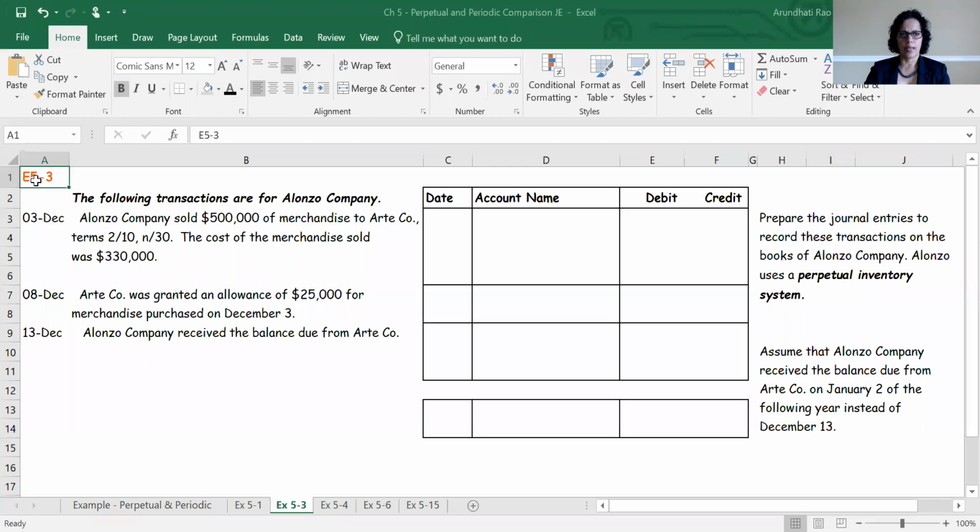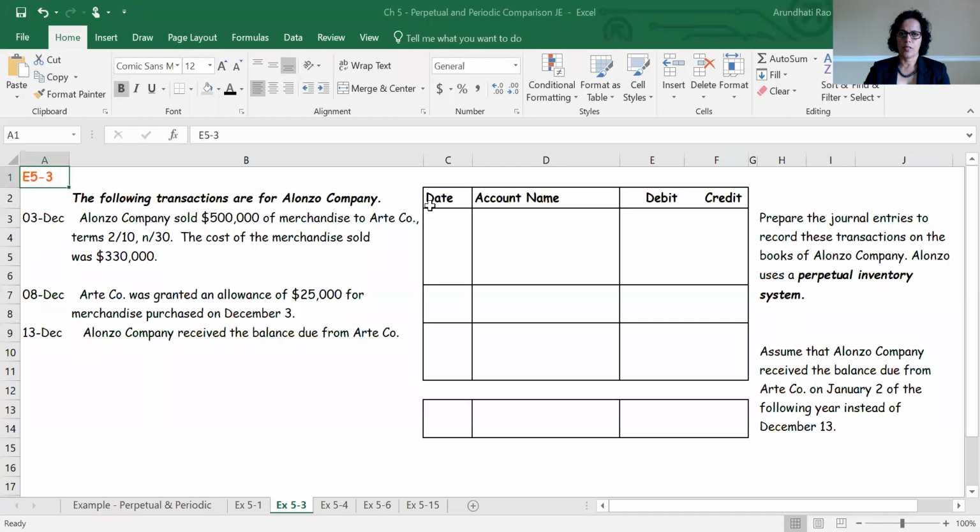Okay, so now we're looking at exercise 5-3. In this exercise, we have 3 transactions that have been given to us. We've been asked to prepare the journal entries to record these transactions in the books of Alonzo Company. Alonzo Company uses the perpetual inventory system, and then there's a part B to the problem. We'll get to that in a second.